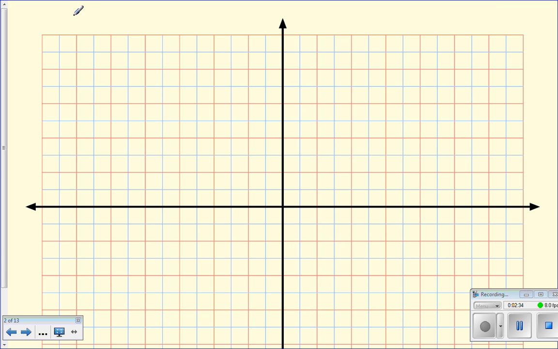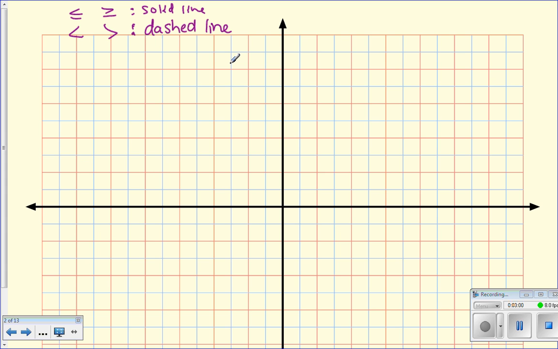First of all, if you have a less than or equal to, or a greater than or equal to, we're going to use a solid line when we draw our graph. If we have a less than or a greater than, we're going to use a dashed line, which means that we can't actually be on the line, but it's the boundary.